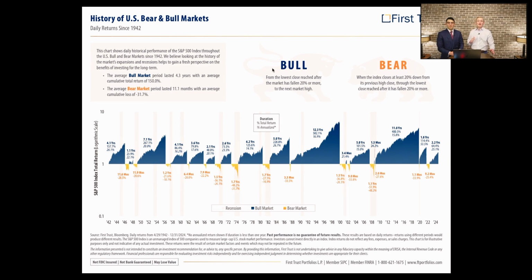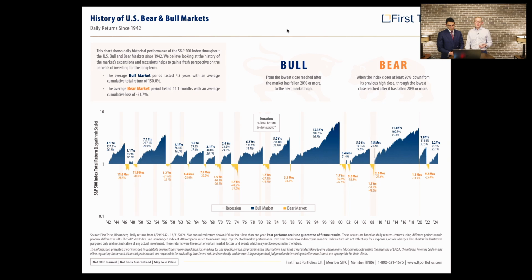And if you want to think about it, that's typically when the market's going up. A bear market is when the index closes at least 20% down from its previous high close through the lowest close reached after it has fallen 20% or more. That's when the market is in a contraction. And there's different levels to that. So just because the market's going down, that doesn't mean we're in a bear market per se, but it's more commonly associated when we hit from the recent high a 20% drawdown.